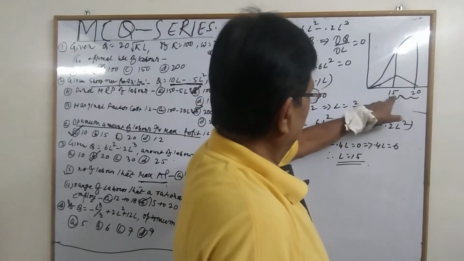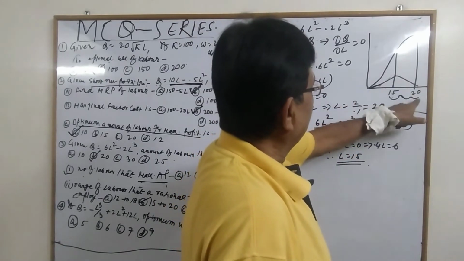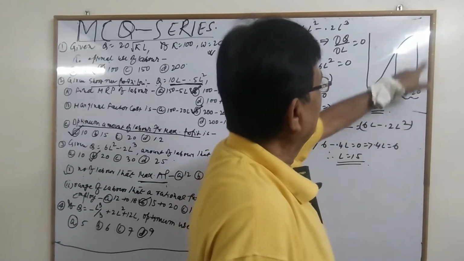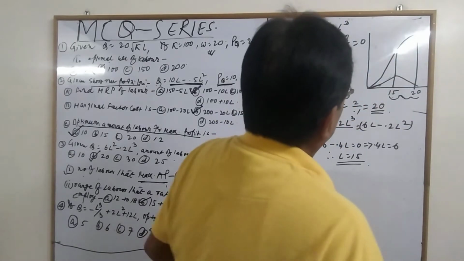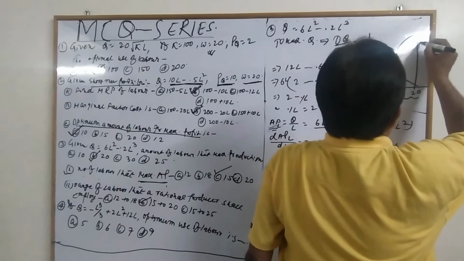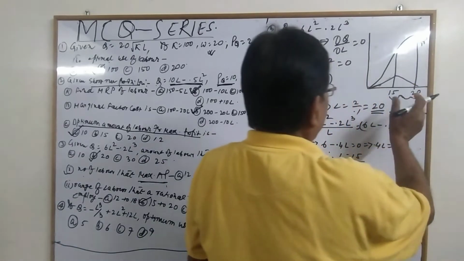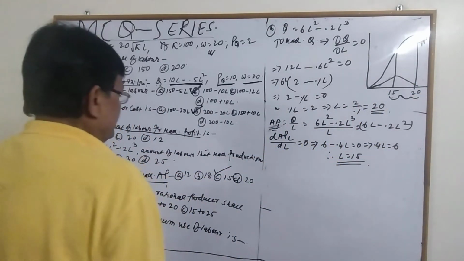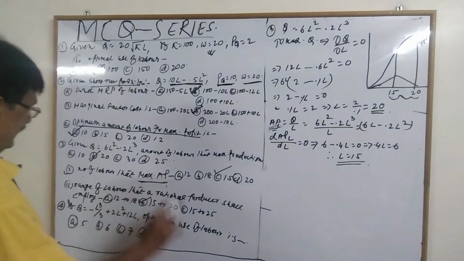15 is required to just maximize average product, and this 20 is required to just maximize Q, or rather TP, total product. So the range of labor required would be 15 to 20. So the answer would be 15 to 20.